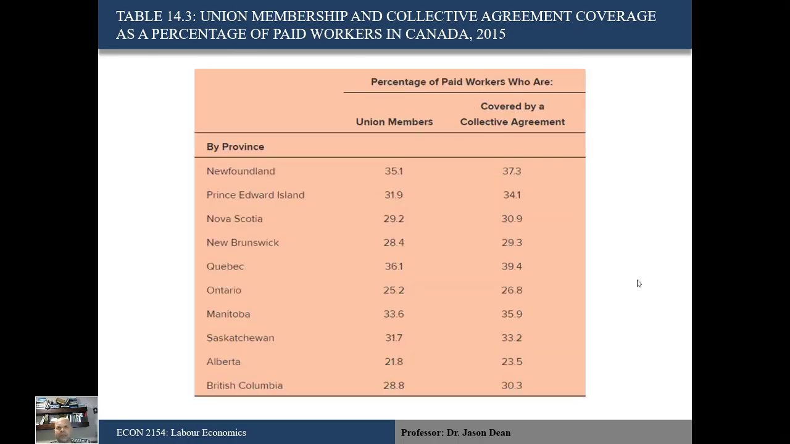There is also some slight variation in union density across the provinces. The province with the highest union density is Quebec, at 36.1 and 39.4% for the respective measures. The lowest province is Alberta, with only 21.8 and 23.5% density rates for the respective measures.